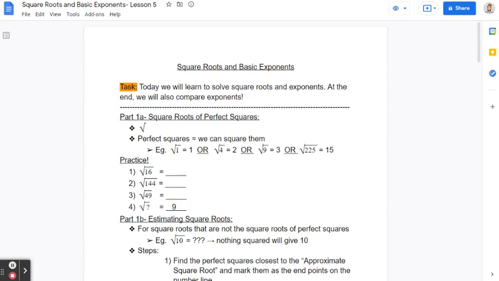Hello everyone, welcome to lesson 5 in math. It's square roots and basic exponents, and today we will learn to solve square roots and basic exponents, and at the end we will also compare exponents.